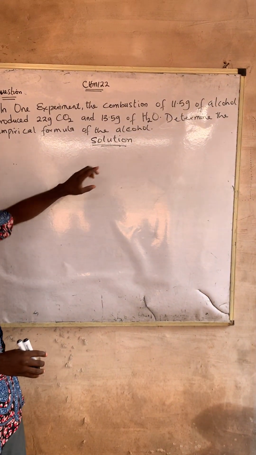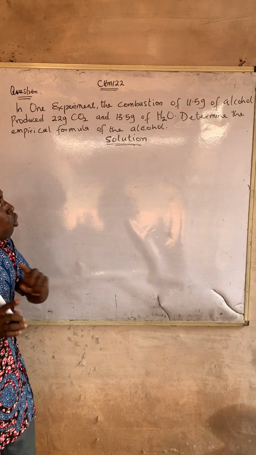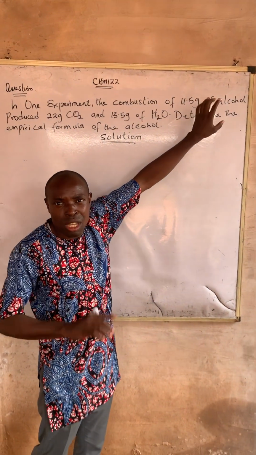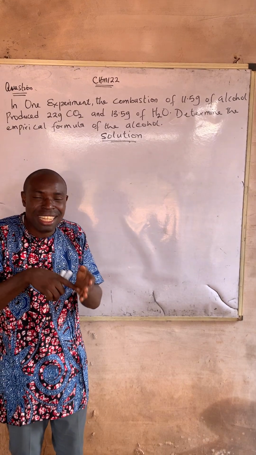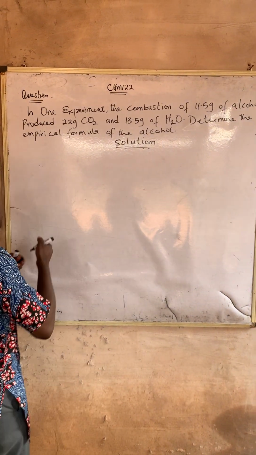And when that is done, when you add the masses of the carbon and the hydrogen, and it's not up to the mass of the alcohol, which is the compound, it simply means that oxygen is present in that particular sample or experiment. So let's go. Now how do we go for it?